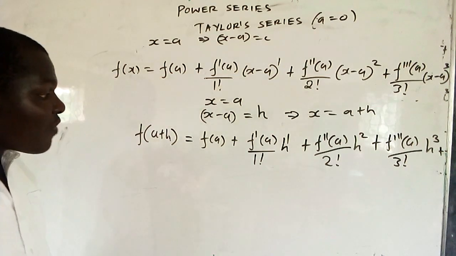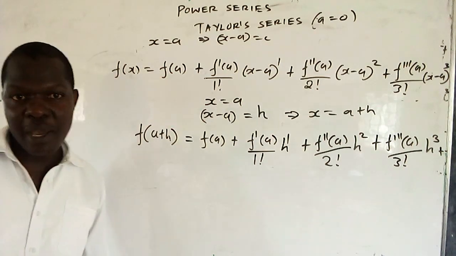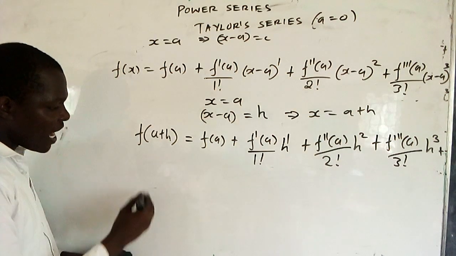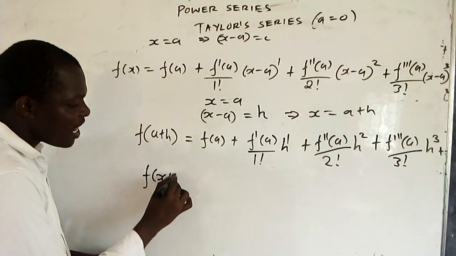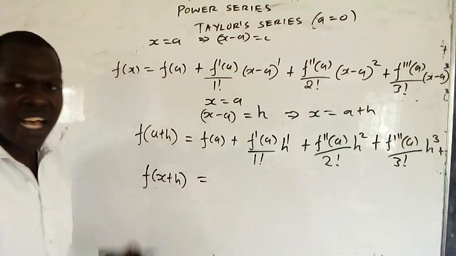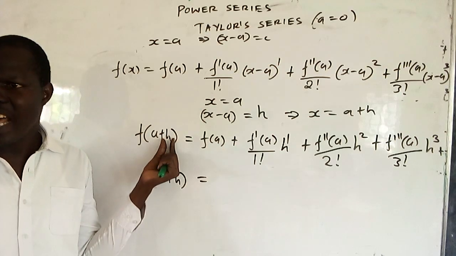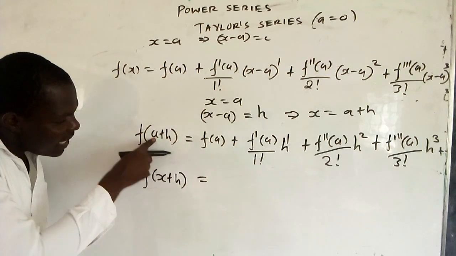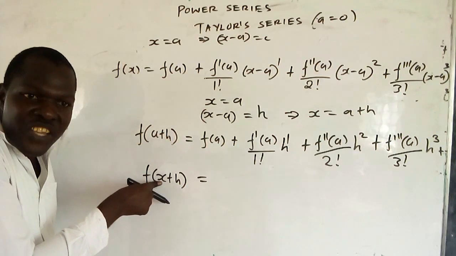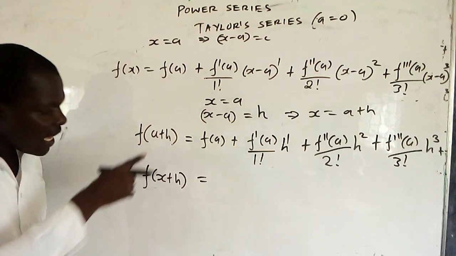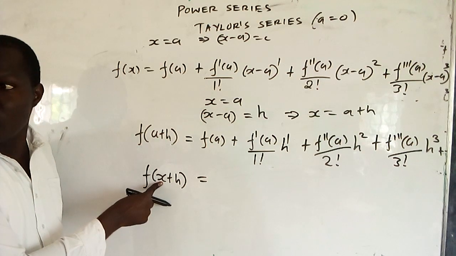So from here, there's now what we call the change of variables. In change of variables, we wanted to expand which function? We wanted to expand the function f of x plus h, isn't it? But look here. Here we have a plus h. What does that mean? It means a is occupying the position which x should occupy. Are you seeing that? Yes. Are we together? Yes. A is occupying the position x should occupy.